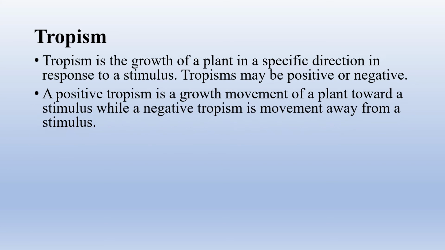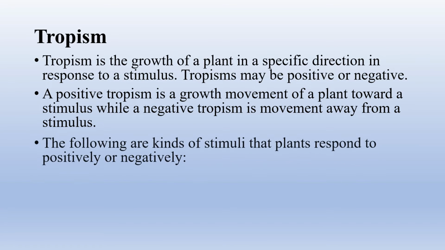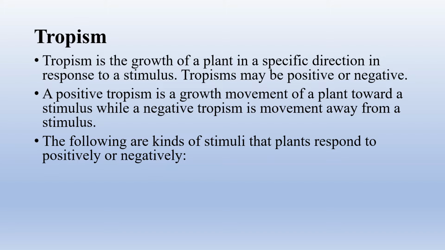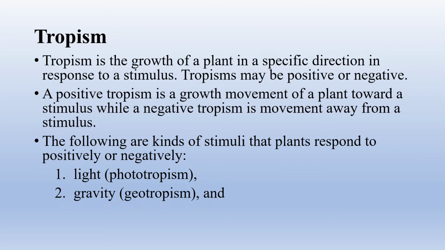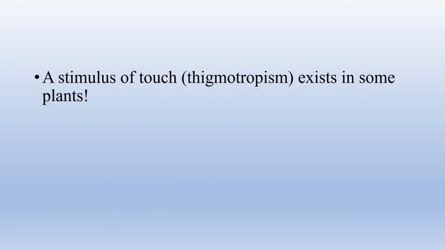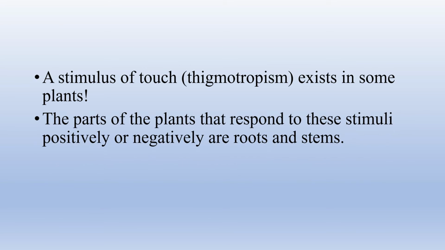A positive tropism is a growth movement of a plant toward a stimulus, while a negative tropism is movement away from a stimulus. The following are kinds of stimuli that plants respond to positively or negatively: light, phototropism; gravity, geotropism; and water, hydrotropism. A stimulus of touch, thigmotropism, exists in some plants. The parts of the plants that respond to these stimuli are roots and stems.